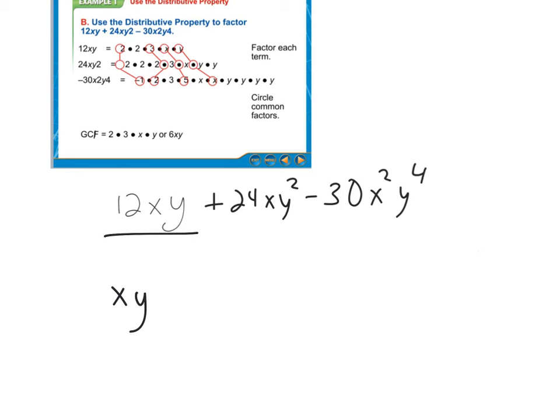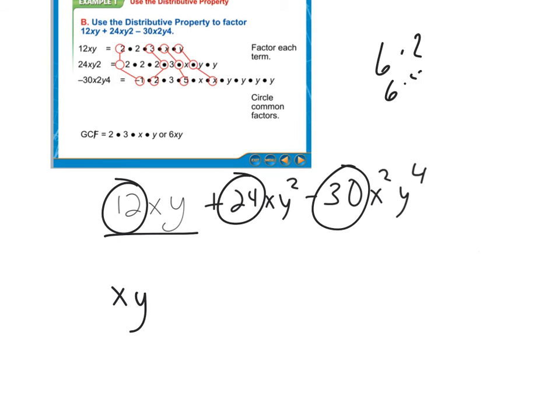Now let's look at our numbers, 12 and 24 and 30. What goes into all those things? Does 6 times 2, 6 times 4, and 6 times 5, right? Is there anything bigger? 12 would go into 24, but does 12 go into 30? No, so I can't use 12. So I think 6 is the number. So that's what we're pulling out.